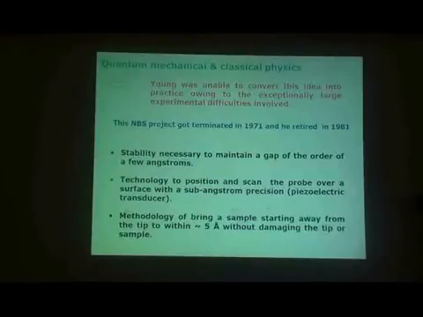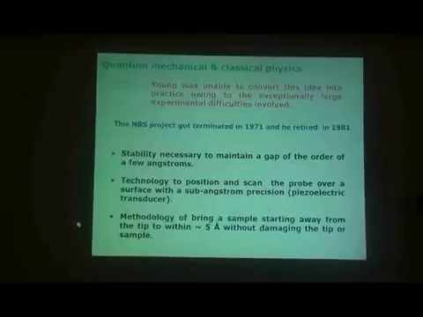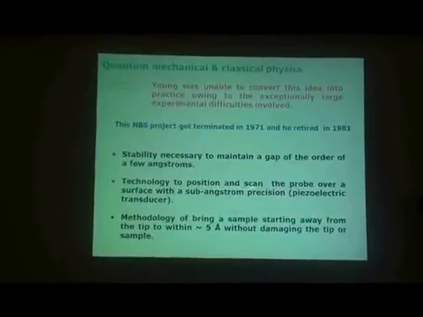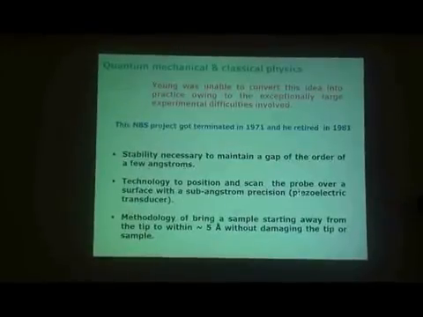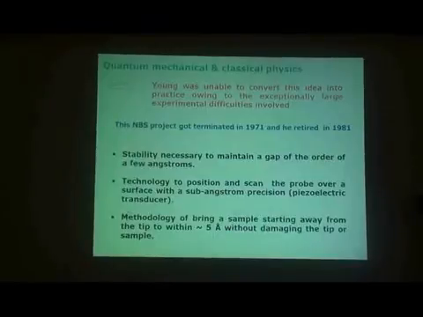And the other problem he found was the stability needed to maintain the gap between the surface and the tip on the order of a few angstroms. There was no technology available at that time for that. And a technology to position and scan the probe over the surface with sub-angstrom precision was also needed. Piezoelectric ceramics were there, but how to scan with them was not.